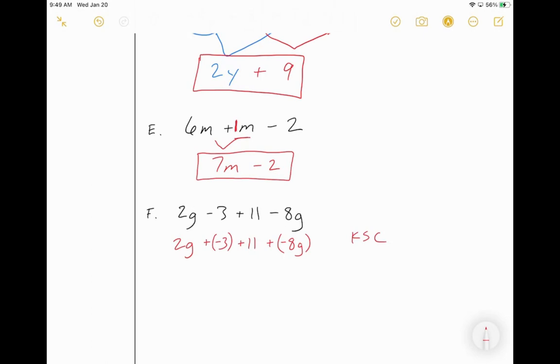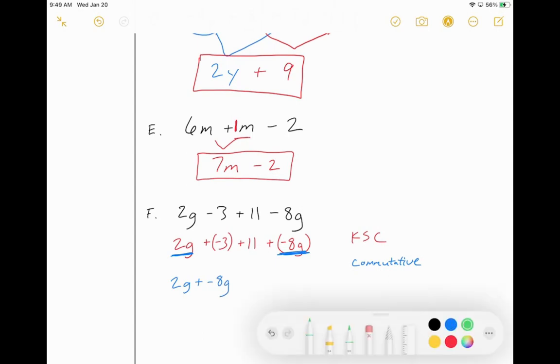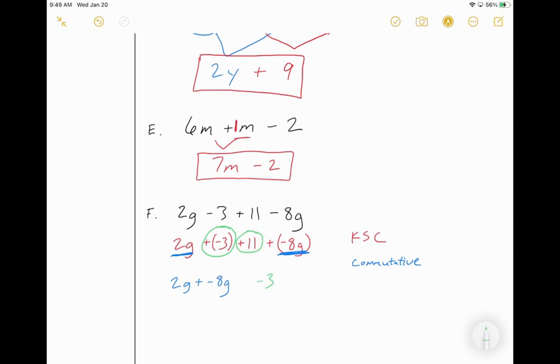All right, next, I'm going to rewrite it. I'm going to use the commutative property, and I'm going to rewrite this problem so that my g's are together and my regular numbers are together. So I see that I've got a 2g and a negative 8g. So I'm going to write that 2g plus negative 8g. And then I've got a negative 3 and a positive 11. So negative 3 plus positive 11. And again, I know it's adding in the middle because we changed everything to adding already.